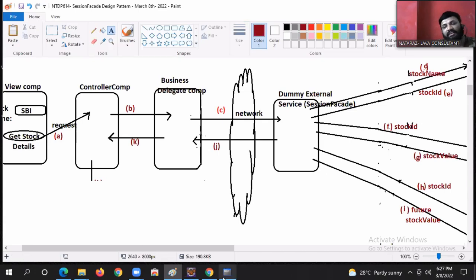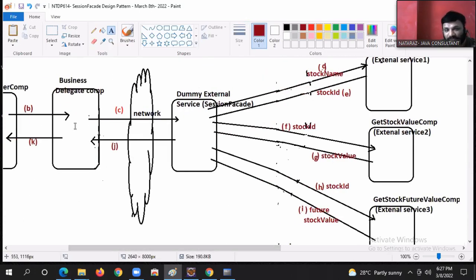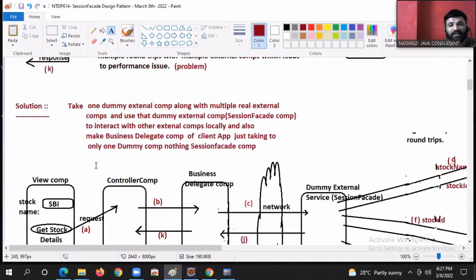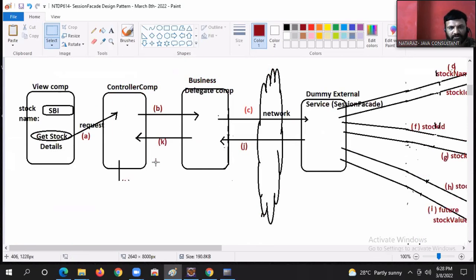Right, guys. It is not compulsory that these three services be in one container. These three services can be in three different places. But the interaction from this to this is only one time. And that is what we need to observe, boss.